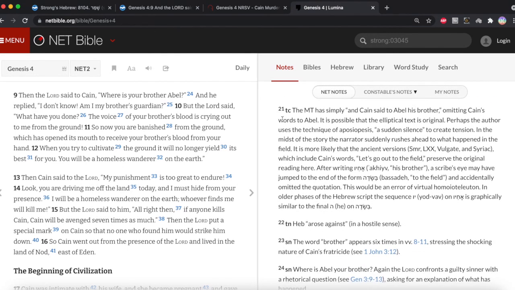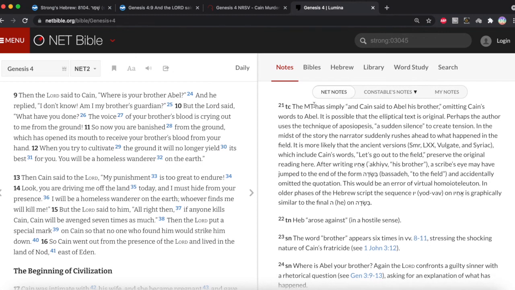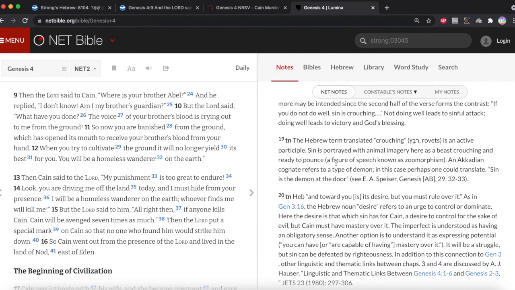And some of them get more scholarly, like this one, TC. I can't remember what this stands for, but basically it's letting you know something about different manuscripts that have been found of the Hebrew, that some of them have different things written in them in the Hebrew, and how that complicates things. Stuff you just wouldn't know otherwise. It's really nice. So yeah, that's Lumina. I love it.